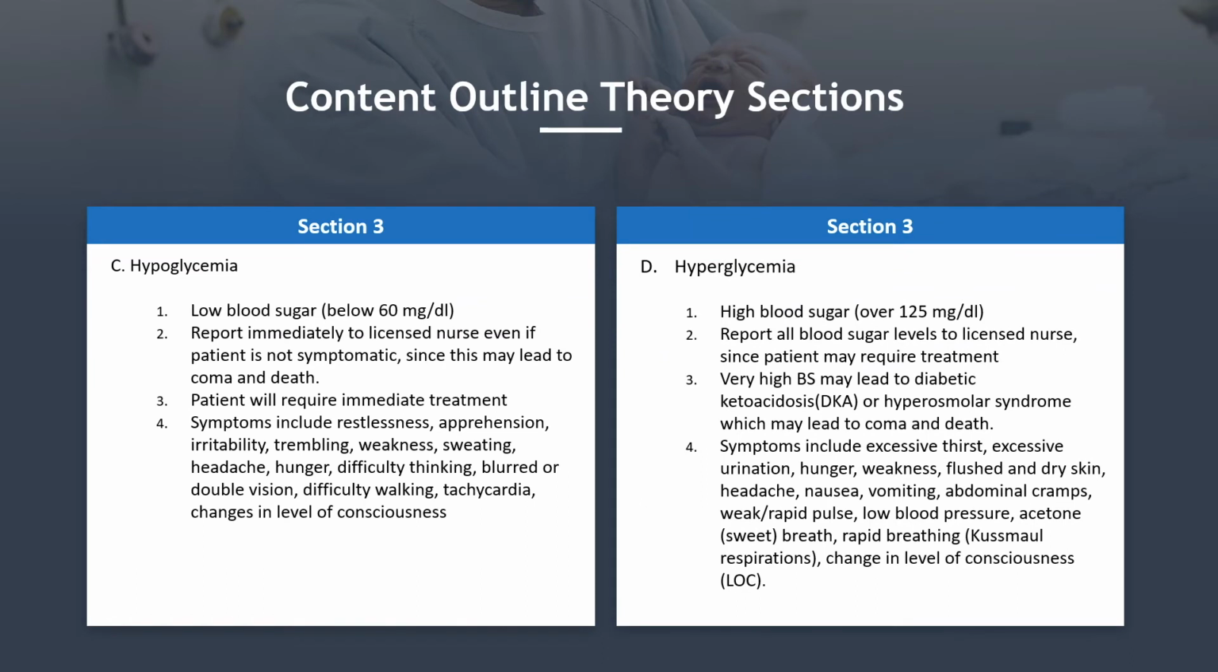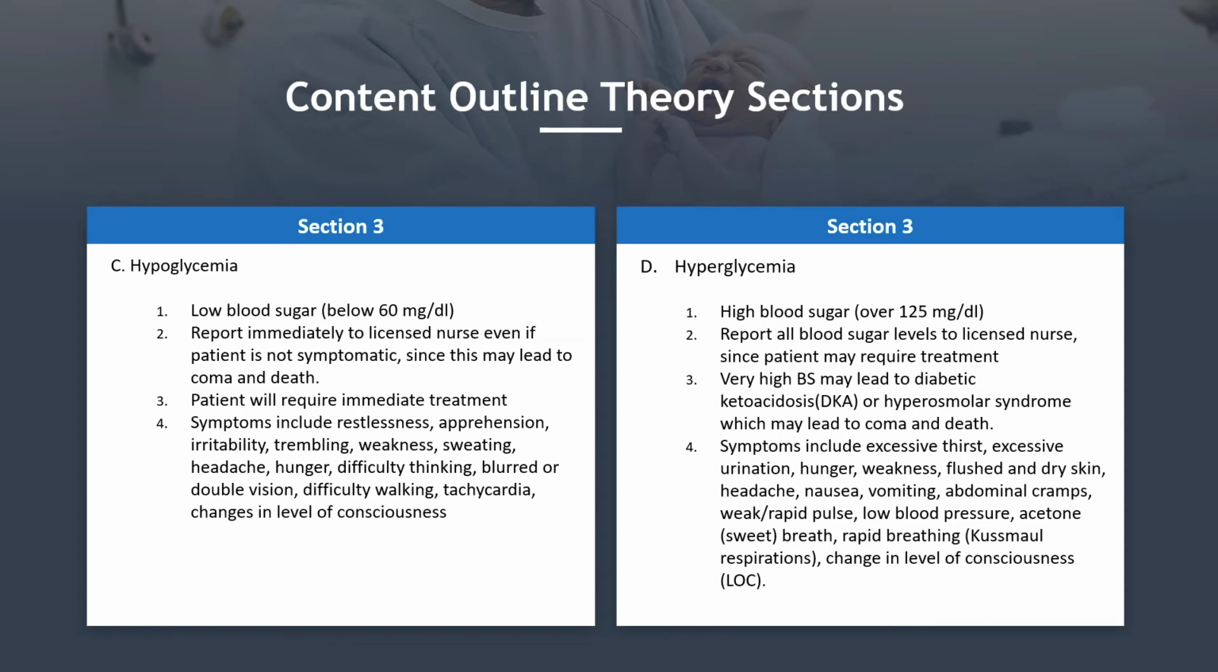Hypoglycemia. Low blood sugar below 60 milligrams per deciliter. Report immediately to licensed nurse even if the patient is not symptomatic, since this may lead to coma and death. Patient will require immediate treatment. Symptoms include restlessness, apprehension, irritability, trembling, weakness, sweating, headache, hunger, difficulty thinking, blurred or double vision, difficulty walking, tachycardia, and changes in level of consciousness.